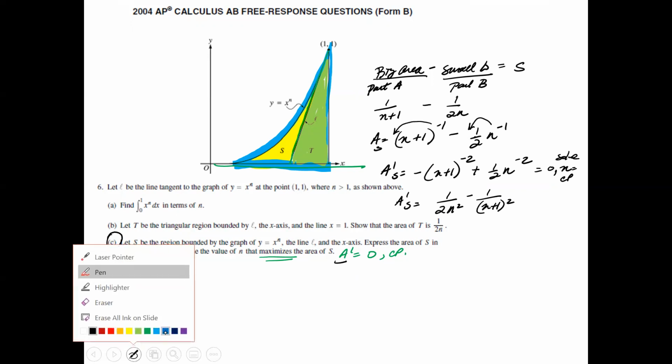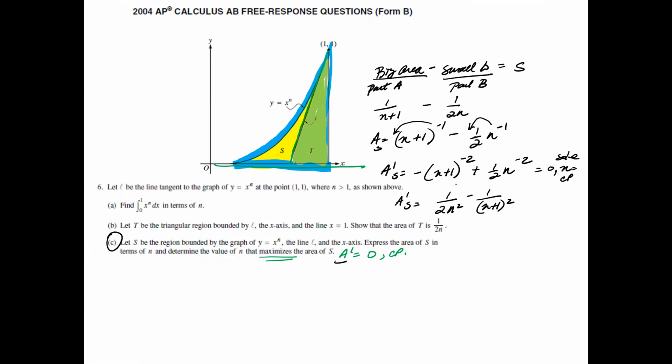To solve for n, I would have to have common denominators. So on the top, I'm going to multiply n plus 1 squared. Second fraction, I'm missing a 2n squared. So then ultimately, my denominator will be 2n squared times n plus 1 squared. But then my numerator, I'm going to end up with n plus 1 squared minus 2n squared.